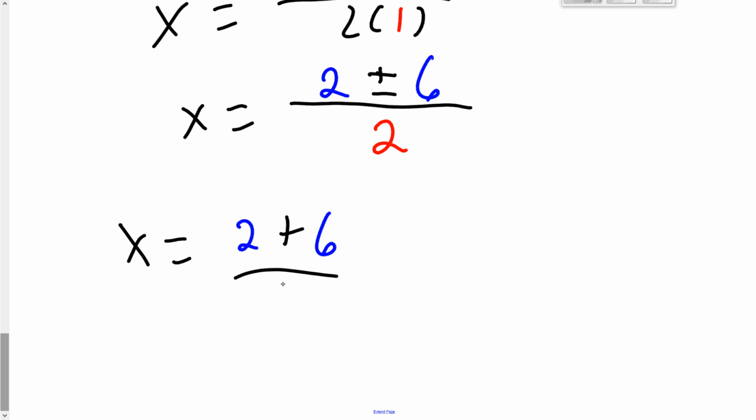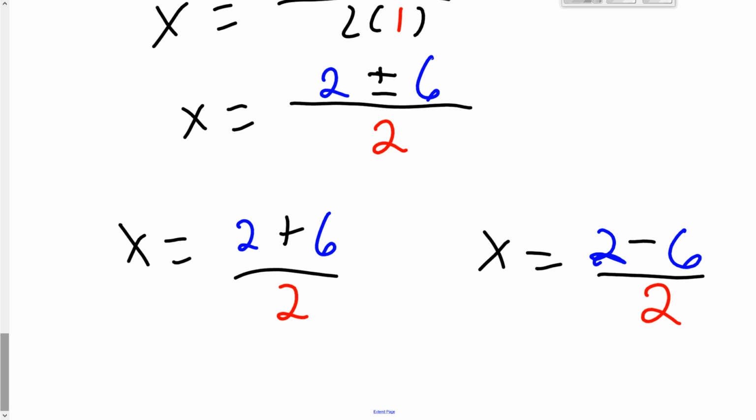all over 2, and we have x equals 2 minus 6 all over 2. So I have to do the top first before I divide by 2. The very last thing is you want to divide by your 2a. So the very last thing I do is division.